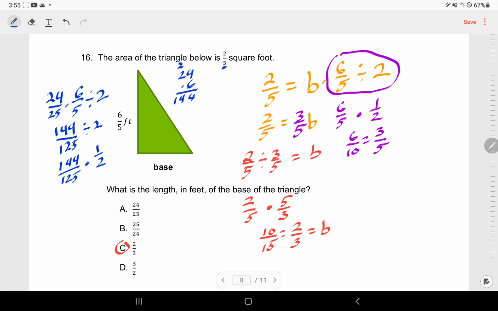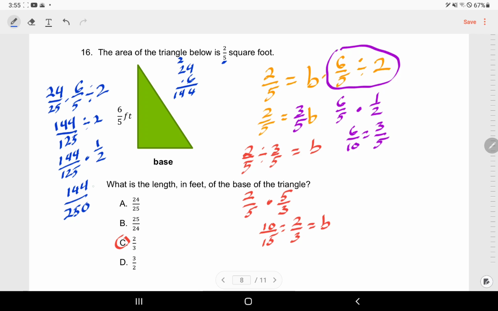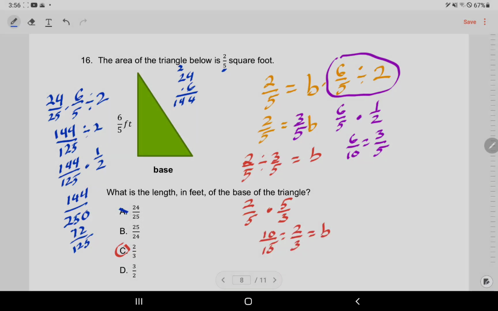Change, flip, and that's 144 times 1 over 125 times 2. 2 goes into both, and so 2 goes into 144 72 times. 2 goes into 250 125 times. And that is not 2/5. So A doesn't work. Then we try B and C and D, and we just see which one works.